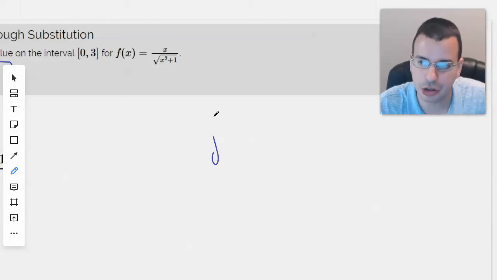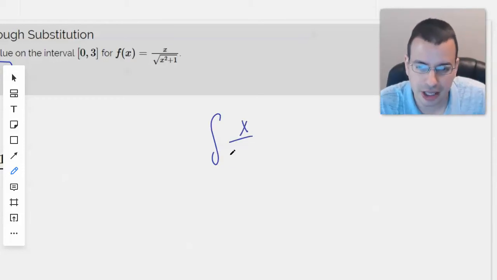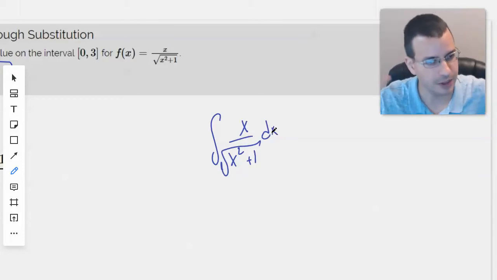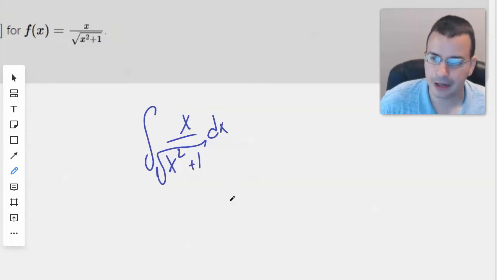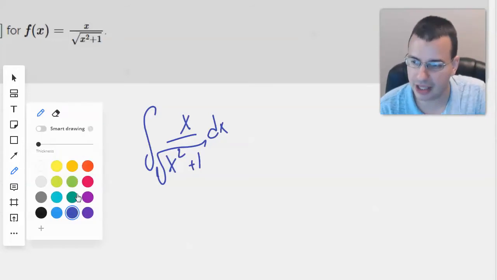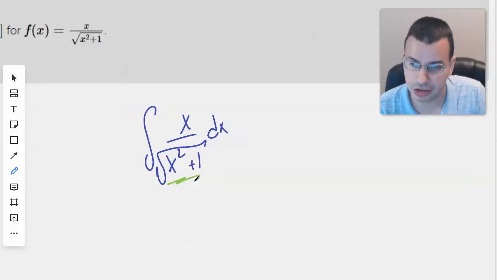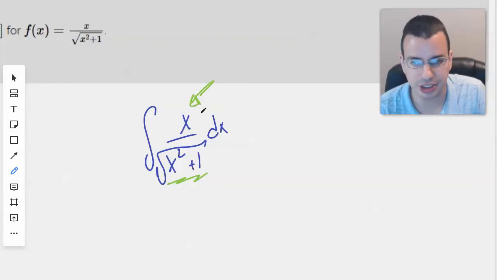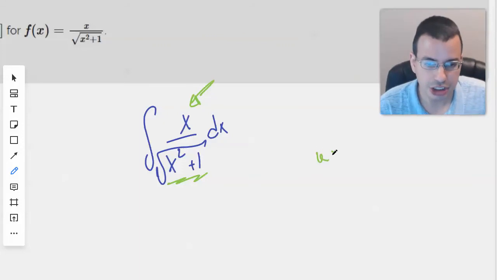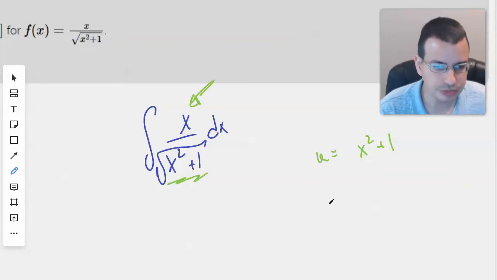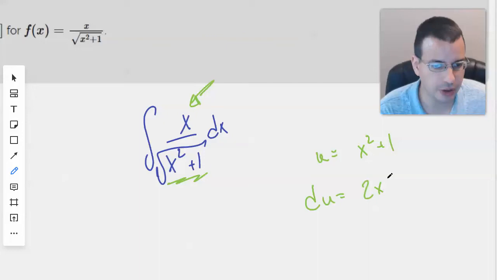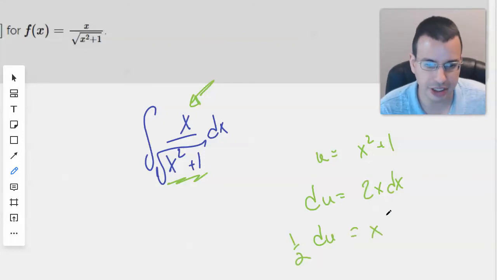I'll start by rewriting it. That gives me time to focus and feel my way through this, to let the spider senses activate. We see here that we have one thing that's a derivative of another. If we take the derivative of this, we're going to get something like x. So this is most likely going to be a substitution. So u equals x squared plus 1, du equals 2x dx, du times 1/2 equals x dx.